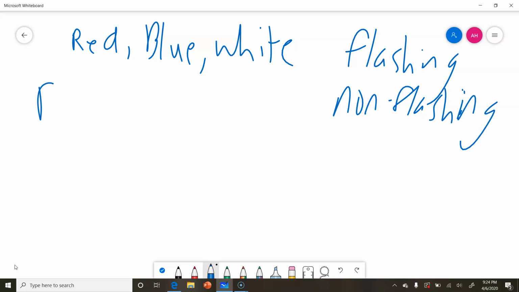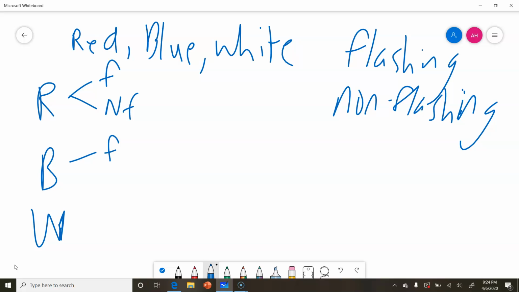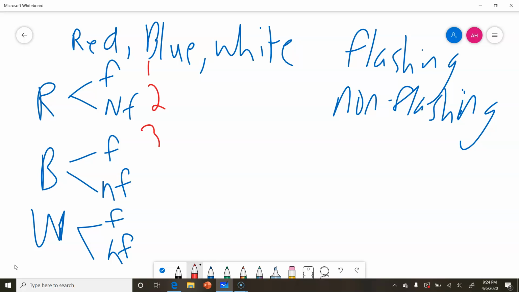I'm going to label this R. You could choose red first, blue first, or white first. And then from any of those choices, you could choose flashing or not flashing. Flashing or not flashing. Flashing or not flashing, okay? So how many choices did we have? 1, 2, 3, 4, 5, 6.